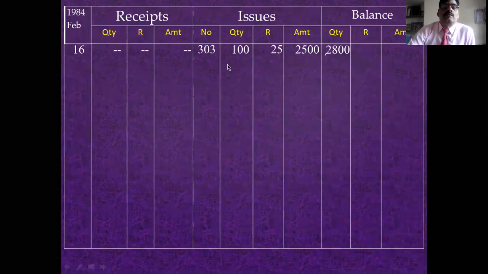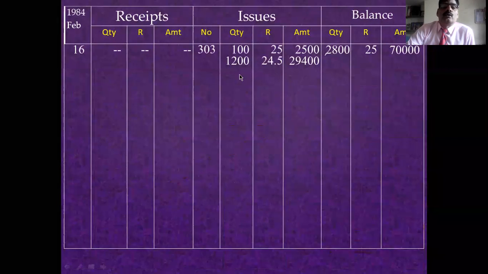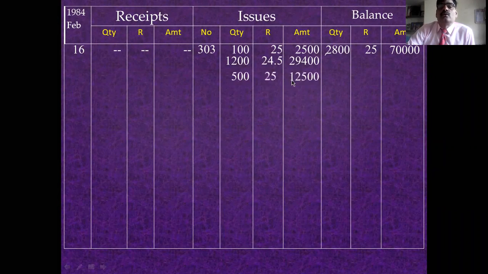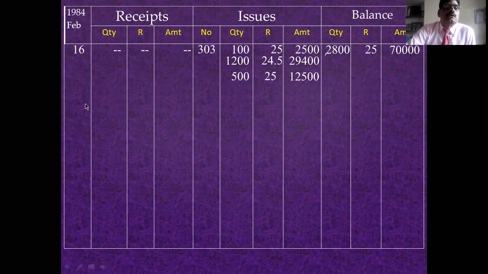100 at the rate of 25. Then second lot you take the 1200 at the rate of 24.5. Then 500 from the first lot at the rate of 25, and remaining balance is 2,800 from the first lot. This is 16th. Then 20th there is a receipt.